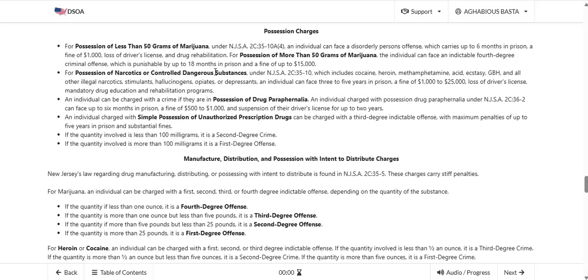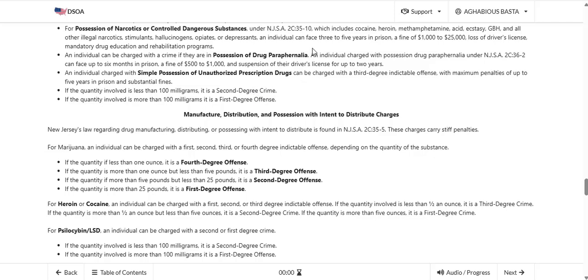For possession of narcotics or controlled dangerous substances, under NJSA 2C:35-10, which includes cocaine, heroin, methamphetamine, acid, ecstasy, GHB, and all other illegal narcotics, stimulants, hallucinogens, opiates, or depressants, an individual can face 3 to 5 years in prison, a fine of $1,000 to $25,000, loss of driver's license, and mandatory drug education and rehabilitation programs.